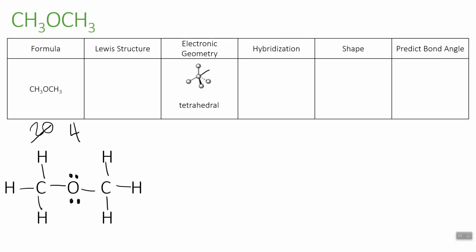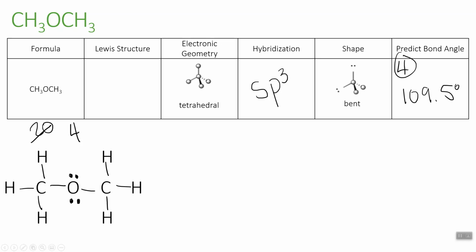So the hybridization that's going to be associated with that, since this is tetrahedral, we need sp3. That adds up to 4 domains. And with 4 domains, we expect the bond angle to be 109.5 degrees. And the shape on this is going to be bent. And that's because we have these 2 lone pairs here. Remember, the shape is only based on the parts that we could see, the atoms, not the lone pairs.